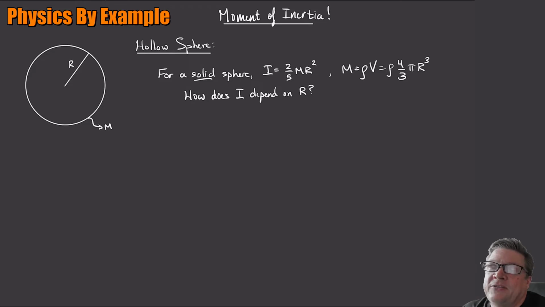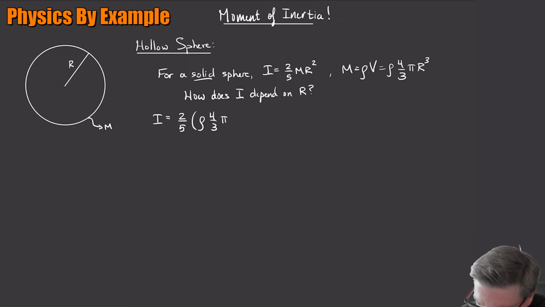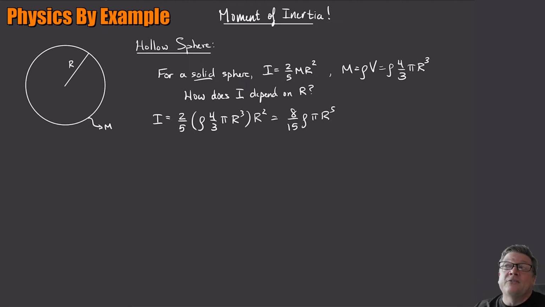So how I depends on r, really, if I add another thin shell to this thing, I is going to be 2/5. Where's my m? So this is going to be 2/5 times rho times 4/3 pi r cubed, and then I have my r squared. Okay, so let's tighten this up a little bit. This is going to be 8/15 rho pi r to the 5th. So that's really how I depends on r.